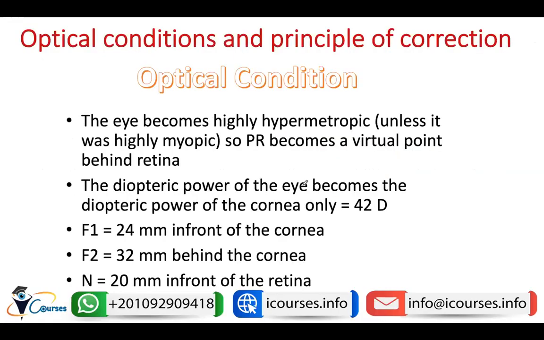Why is that? Let's see. For the cases of optical correction of hypermetropia caused by aphakia, the eye becomes highly hypermetropic, as the only refractive power left is that of the cornea. The F1, or the anterior focal point, will be 24 millimeters in front of the cornea. The second focal point, or the F2, will be 32 millimeters behind the cornea, and the nodal point will be 20 millimeters in front of the retina.